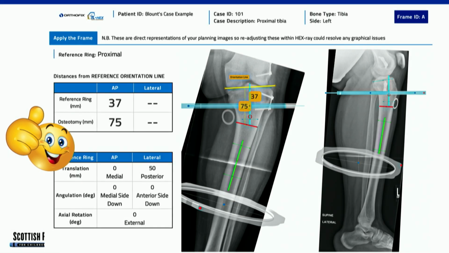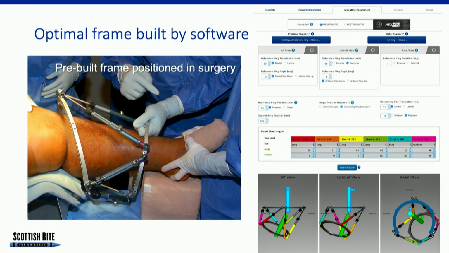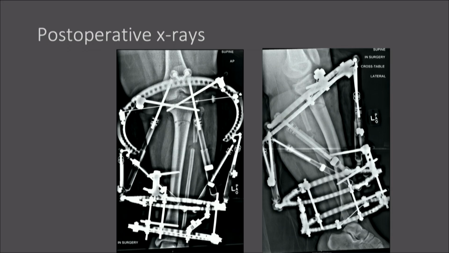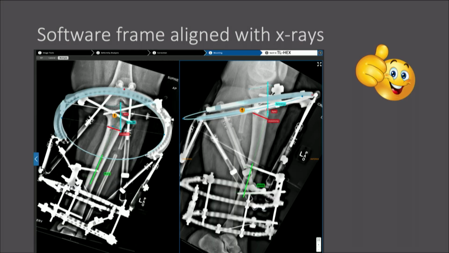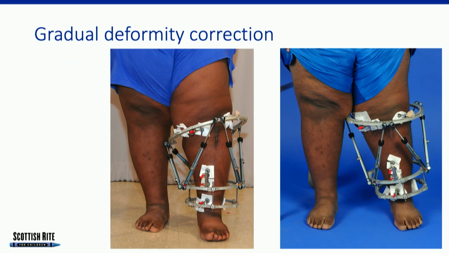This is the first printout I take to surgery. Then I take the second printout with strut sizes, and then you pre-build the frame. You can see the size of the frame. You can see my hands there. Apply it to the patient, but you have to go back after preoperative planning and adjust your mounting parameters. But the software allows you to do adjustment, even if your X-rays are far, far from perfect. Like you can see in this particular case, the proximal ring is almost like you're looking through it. And the software allows you to align it, get your mounting parameters, and continue with the correction.